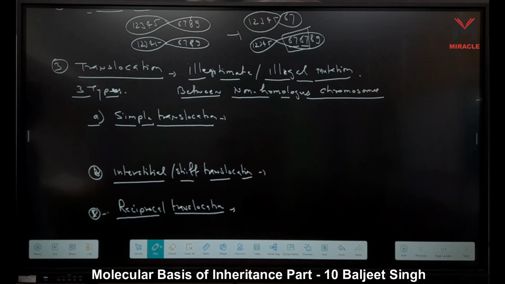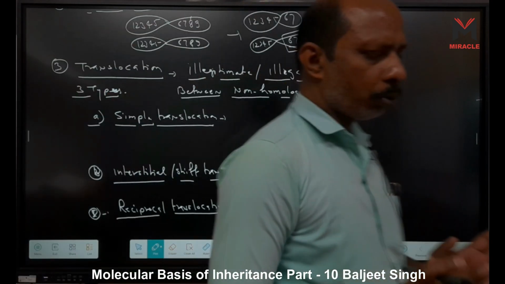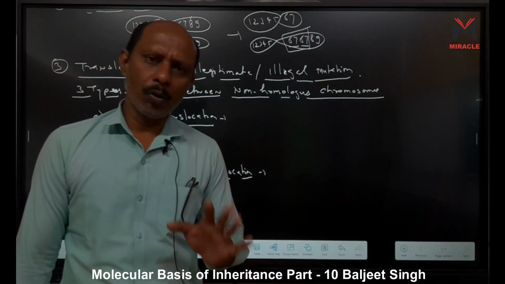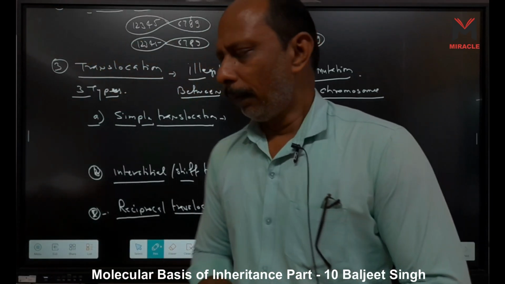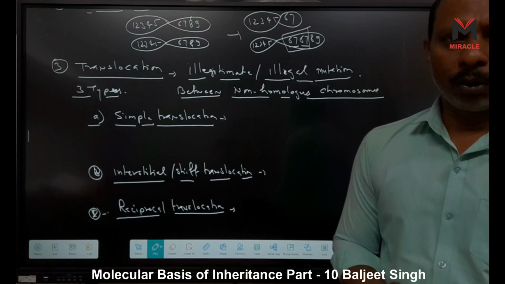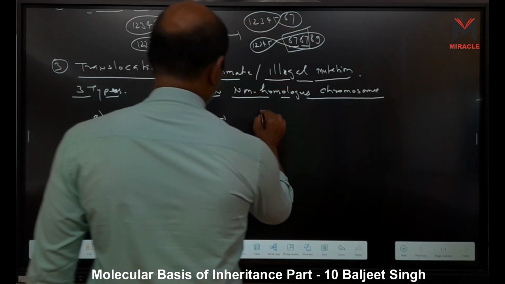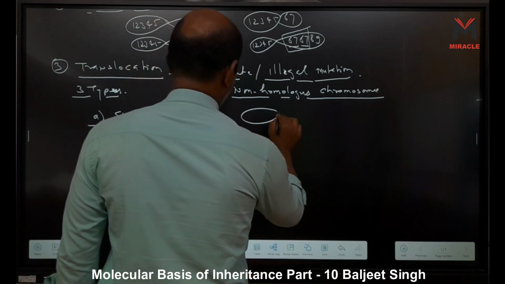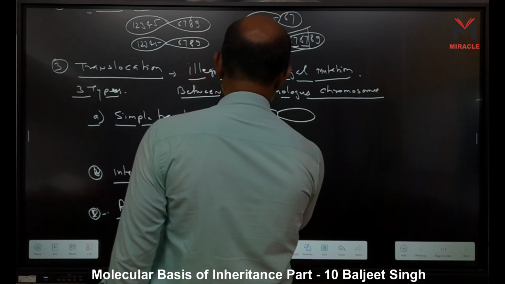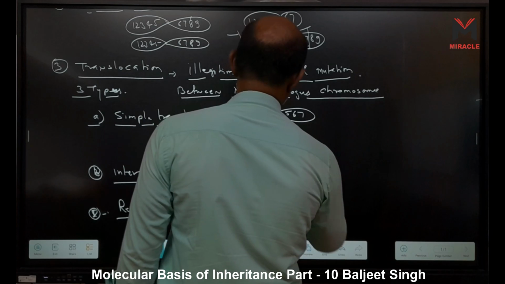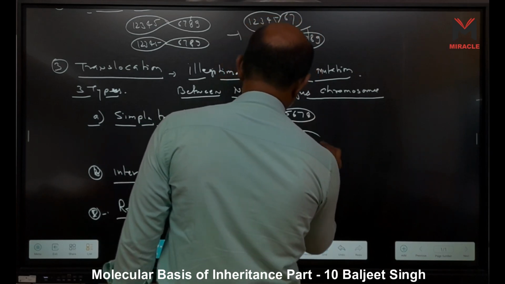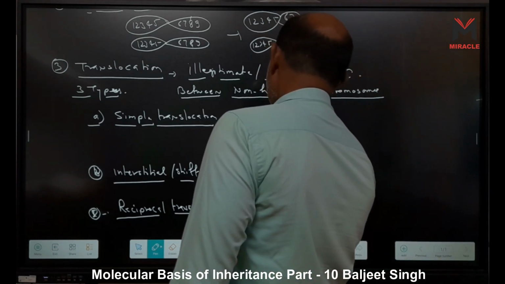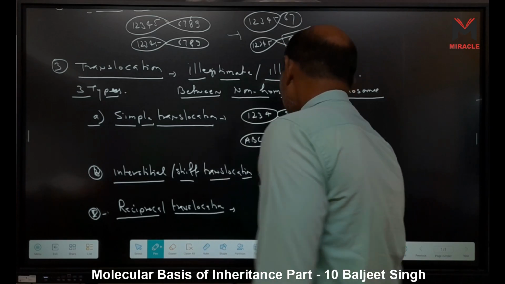Simple translocation means some part of one chromosome is deleted and comes to a different part. Same as duplication, but duplication occurs between homologous chromosomes, while translocation occurs between non-homologous chromosomes. As for example, here I draw the first chromosome, 1, 2, 3, 4, 5, 6, 7, 8, right? And the second chromosome, because they are non-homologous, has different genetic material. I write here A, B, C, D, E, F, G, H, right?